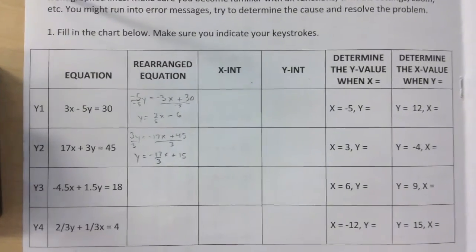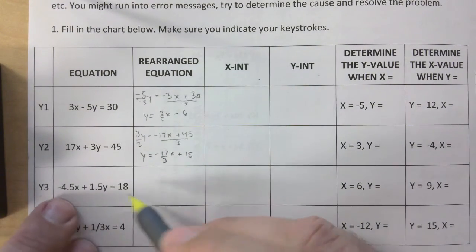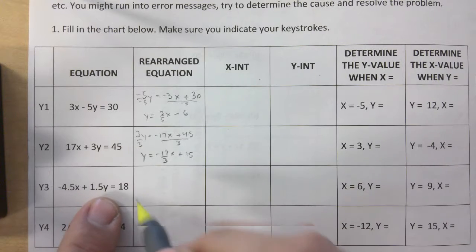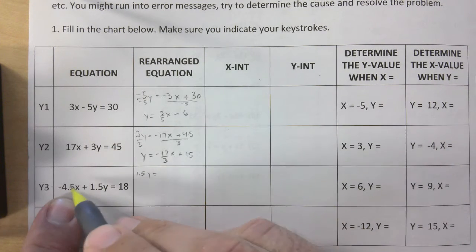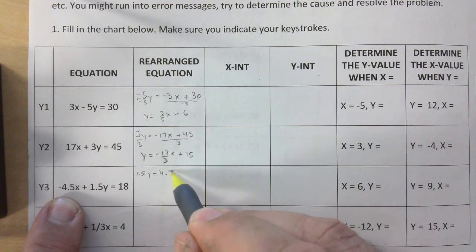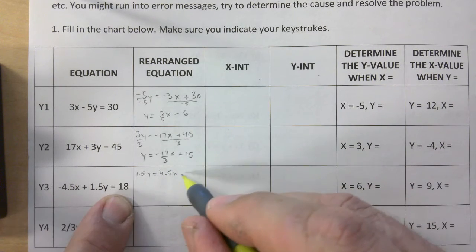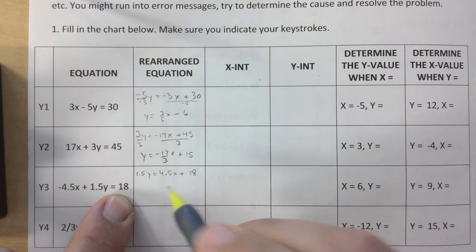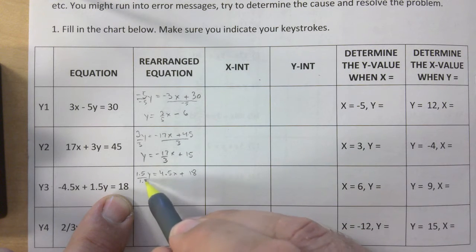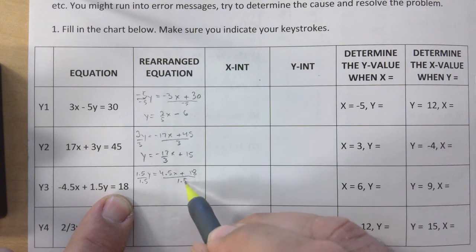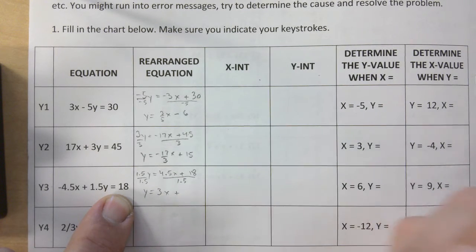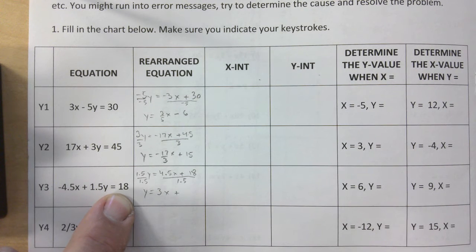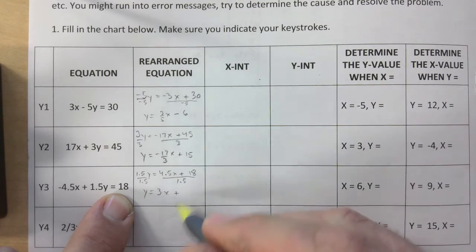Zoom in a little bit maybe. And then we have this one, 1.5y is equal to 4.5 comes over positive. Please watch your signs, folks. Do not drop negatives. It's going to be very frustrating if you do that. So this would be 3x plus, yeah, that is 12.